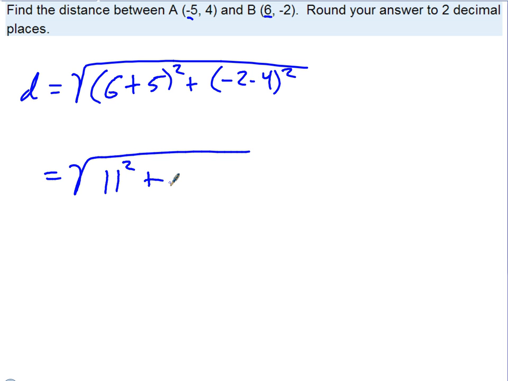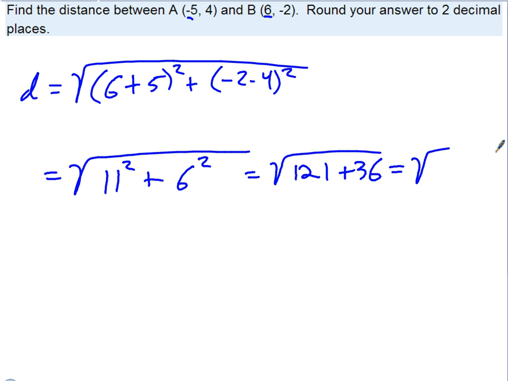Just a reminder. So we're going to make this, instead of a -6, we'll just make it a +6 squared. That helps. It really does help. Makes things easier. So what is 11 squared? What is 6 squared? So I get the square root of 157.